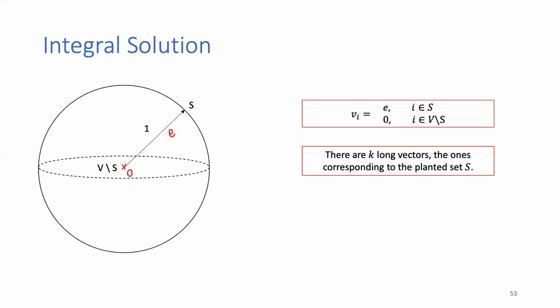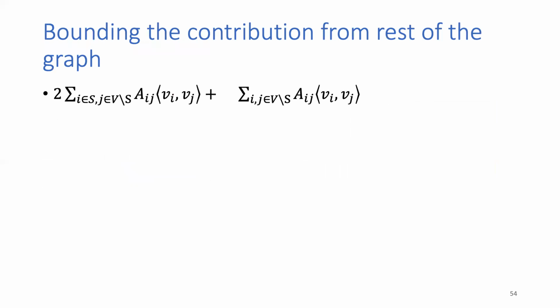The integral solution, the ideal solution, will be when vectors corresponding to a vertex in S are mapped to some unit vector E, and everything in V minus S is mapped to 0. So our SDP has constraints that allow only k long vectors. When I say long vector, I mean a vector whose norm is close to 1, and when I say small, I mean its norm is close to 0.